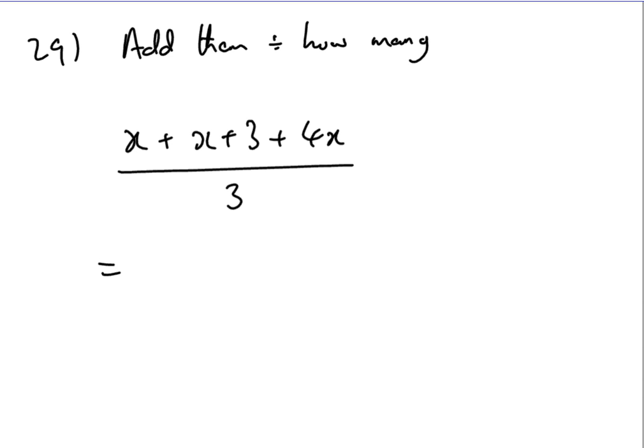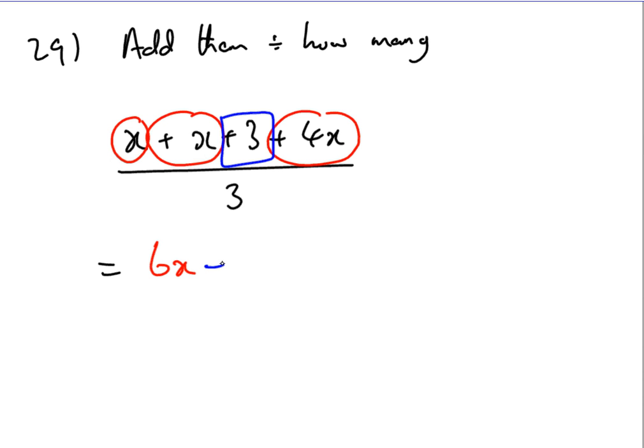So x, if I circle and square, so we're going to circle all our x terms, and then square out our other term. So x and 4x will give us 6x, and then we've got the plus 3. That's all then divided by 3. So we can then divide the 3 into both of these parts. 3 into 6 goes 2, and 3 divided by 3 goes 1.